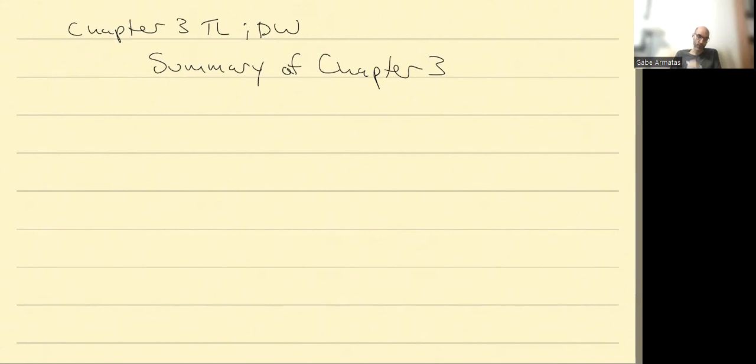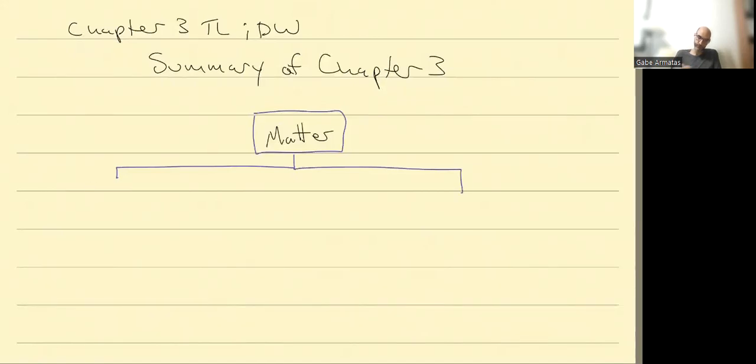So, chapter 3, we started with matter. Matter is broken down into a bunch of different categories. Matter is defined as something that has mass and takes up space. That's what chemistry is looking for, how to discover matter. Matter is broken into two categories, pure substances and mixtures.